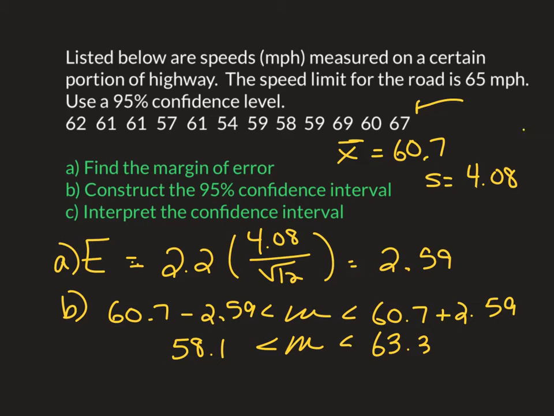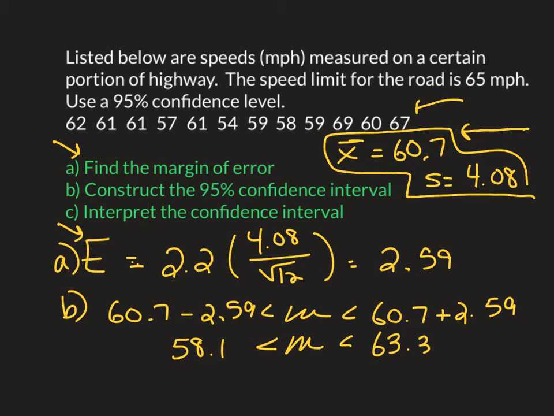So the first thing I did is I put them all in L1, did one var stats, and got my x bar. The sample mean is 60.7, and on that same screen I can also find my s, little s, which is sample standard deviation. So I need those two numbers before I can go anywhere else. So part A said find the margin of error. I'm following the formula here, and part A went ahead and worked it out for you, so it'll be a little quicker. I had to find this first.